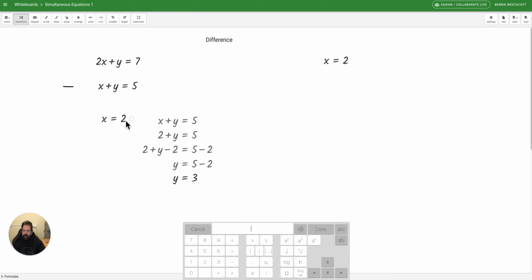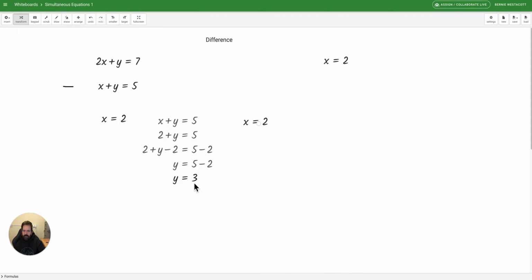So I have x equals 2, so let's copy that over there, and I also have that y equals 3. Let's copy that over there. Now let's have a look at our two equations. So we'll copy that one down there, and we'll copy that one over there. So what I'm going to do now is to show that this works. So we think that that solves this and this.